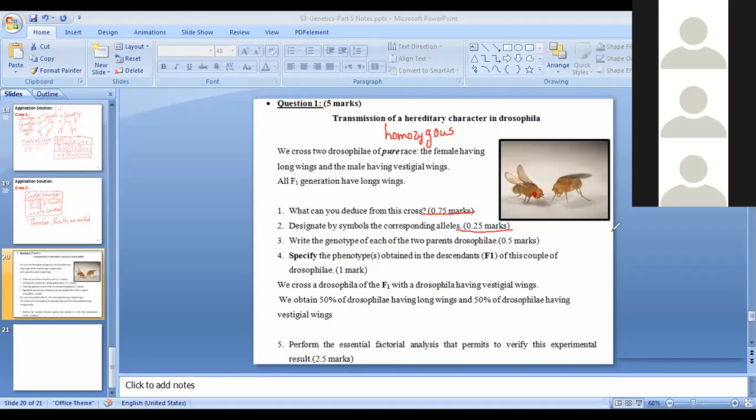So the long wings parent has LL, while the vestigial parent has vv. Why L capital and v small? Because we already discovered that the long is dominant and the vestigial is recessive. Moving forward, Jad, can you unmute yourself now?